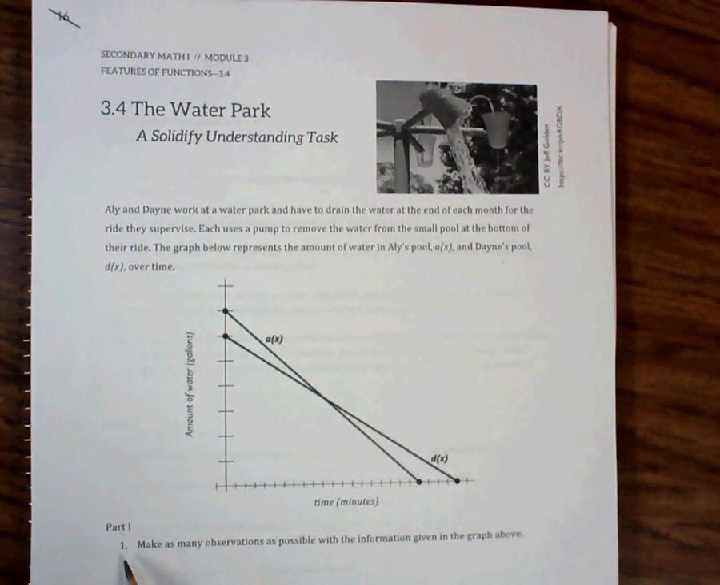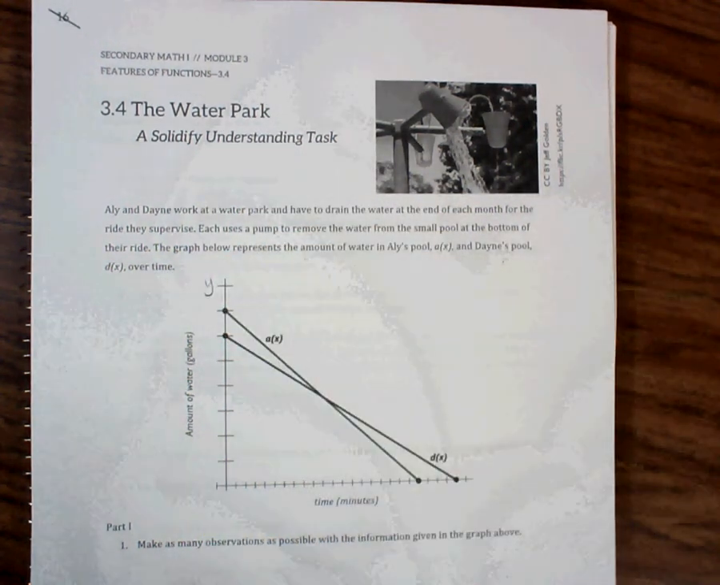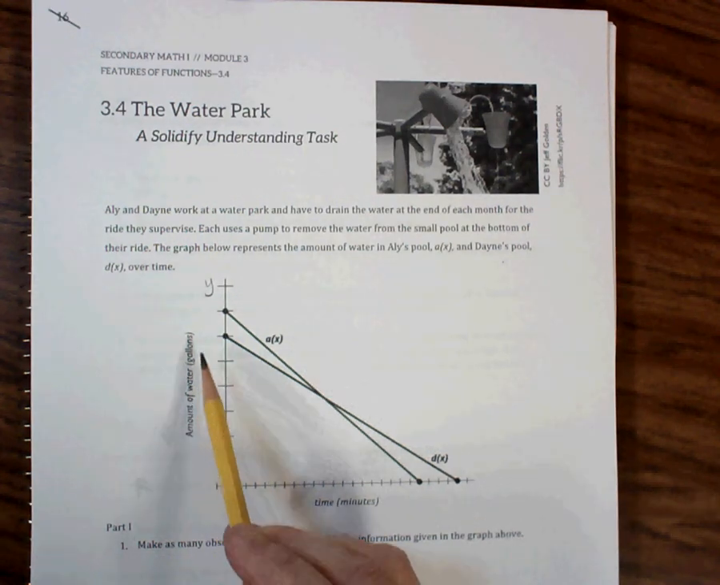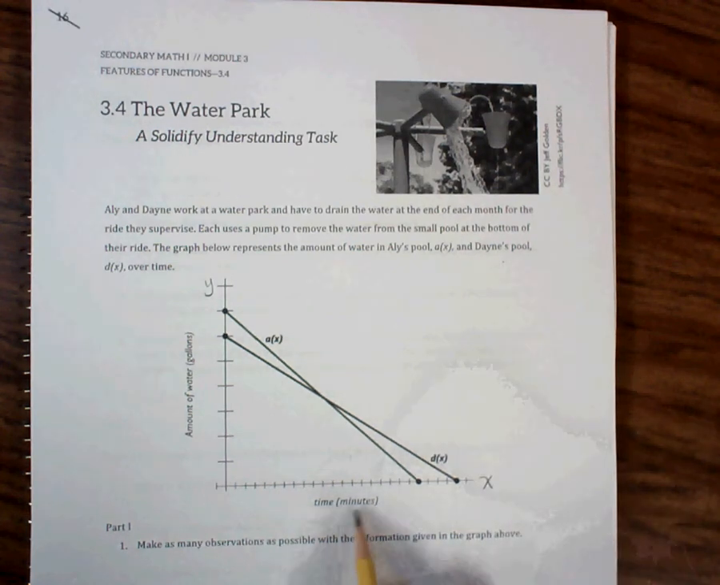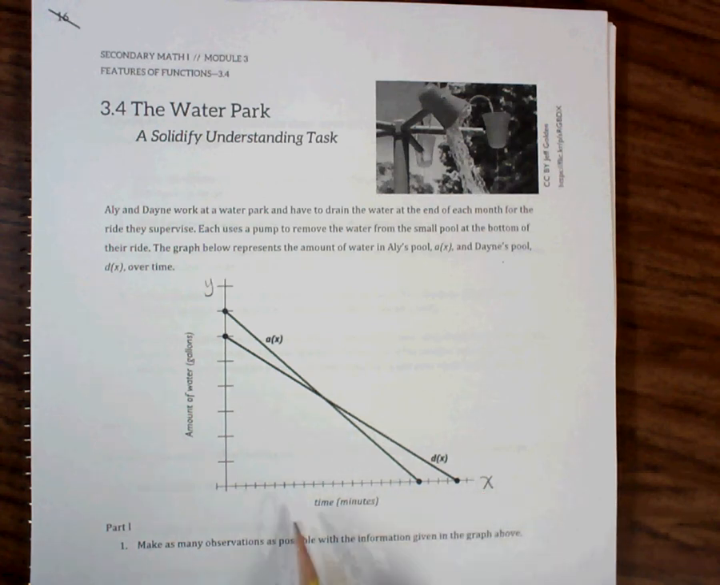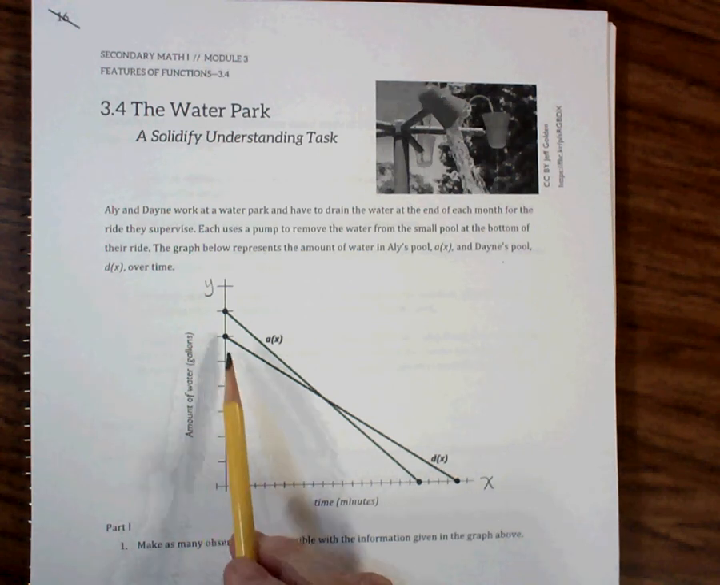Part 1, number 1. Make as many observations as possible with the information given in the graph above. Okay, so I'm going to look at the graph. It says on the y-axis, amount of water in gallons. Okay, and on the x-axis, time in minutes. So the independent variable is time. Time just goes marching by, and there's no numbers there. And the amount of water in gallons is the dependent variable.